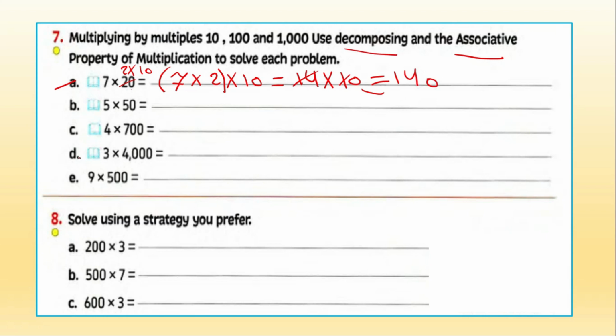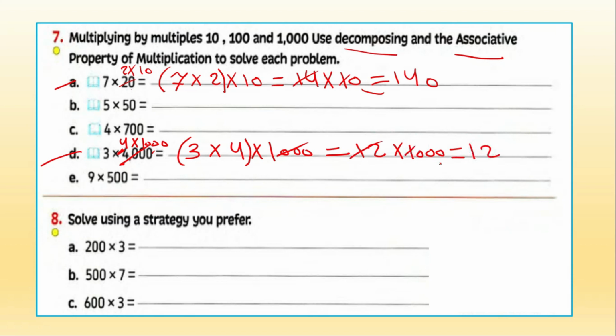Okay. We will take this because it's all easy. 3 times 4000. Okay. Decompose 4000 to be 4 times 1000. So we will take 3 by 4 times 1000. Okay, and then group 3 by 4 equals 3 times 4 equals what? Equals 12 times 1000 equals 12 by 1 equals 12 and drop 3 zeros, 1 2 3.